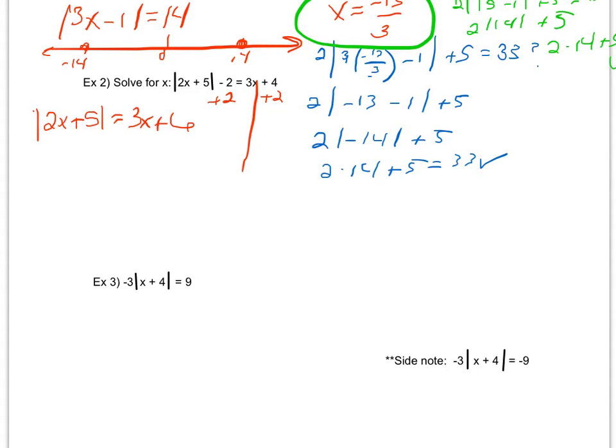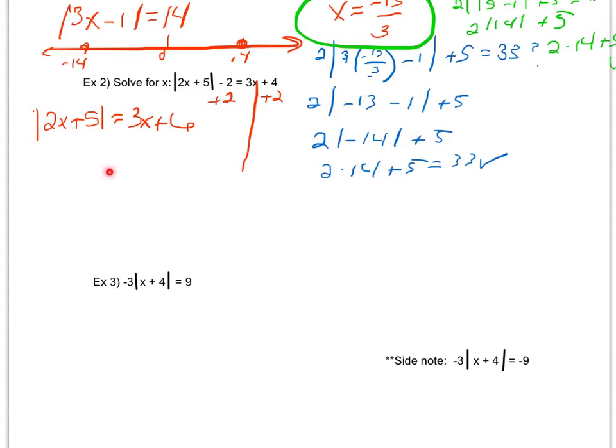Again, what is this telling me? That 2x plus 5 has to be a distance from 0 of 3x plus 6. So just like when 3x minus 1 was a distance of 14 from 0, I could say that it was up here at positive 14 or back here at negative 14, because both are the same distance, because we do not talk about distance in negative numbers. I'm going to do the same thing here.